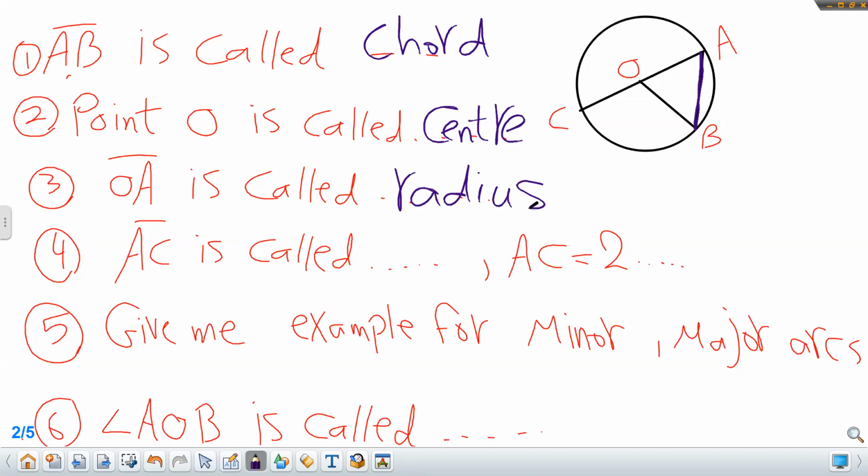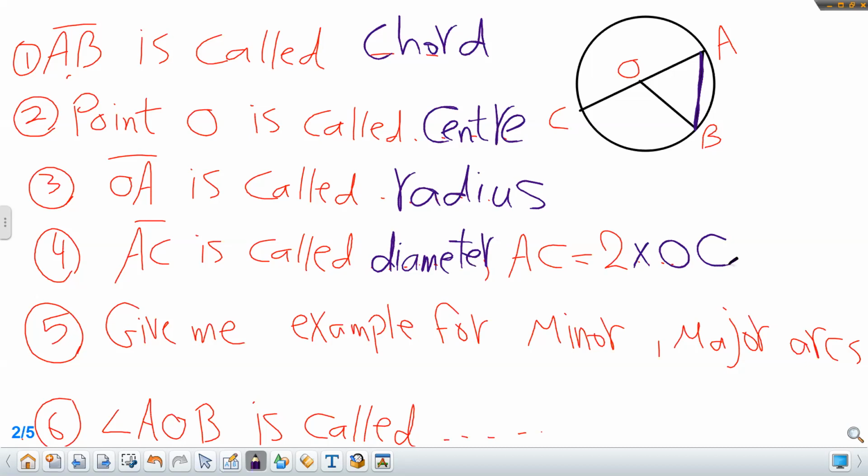Number four. AC is called? Excellent. It is called diameter. And AC equals twice what? Yes, double the radius. What about the radius? The radius may be OB, maybe OC, OA, any one of them. For example, OC.